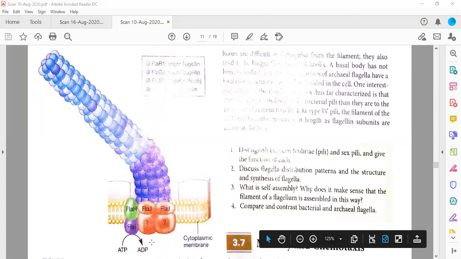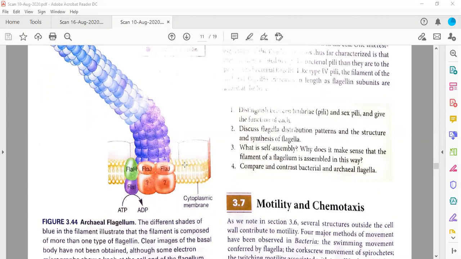At the same time, ATP is getting converted into ADP. Flagellin I is present in the structure of flagella. This flagellin is a kind of ATPase. It will convert ATP into ADP and will give some kind of energy, helping the flagella to rotate.